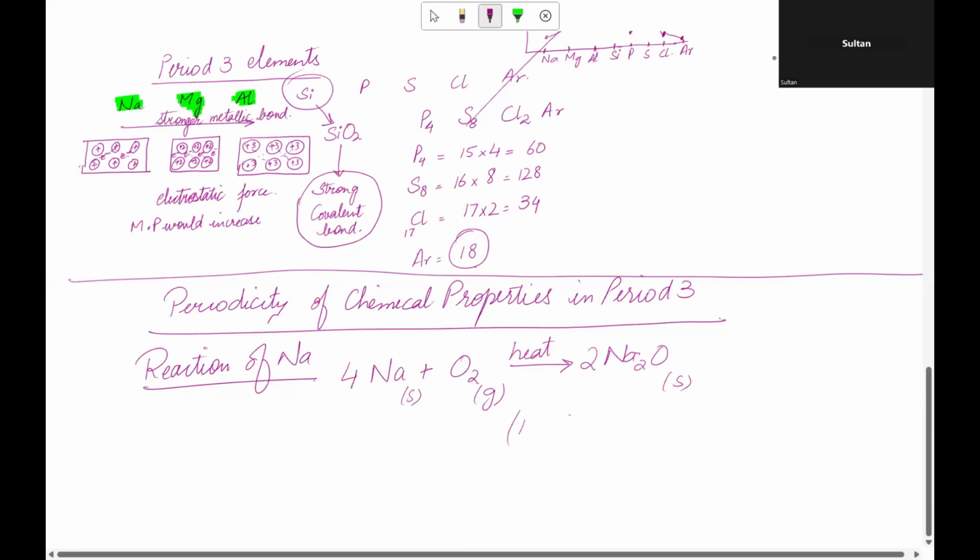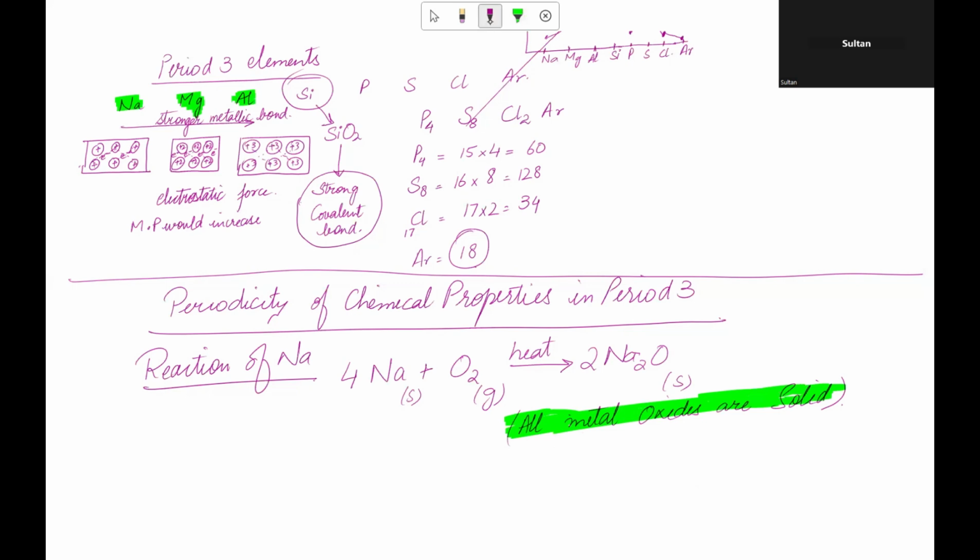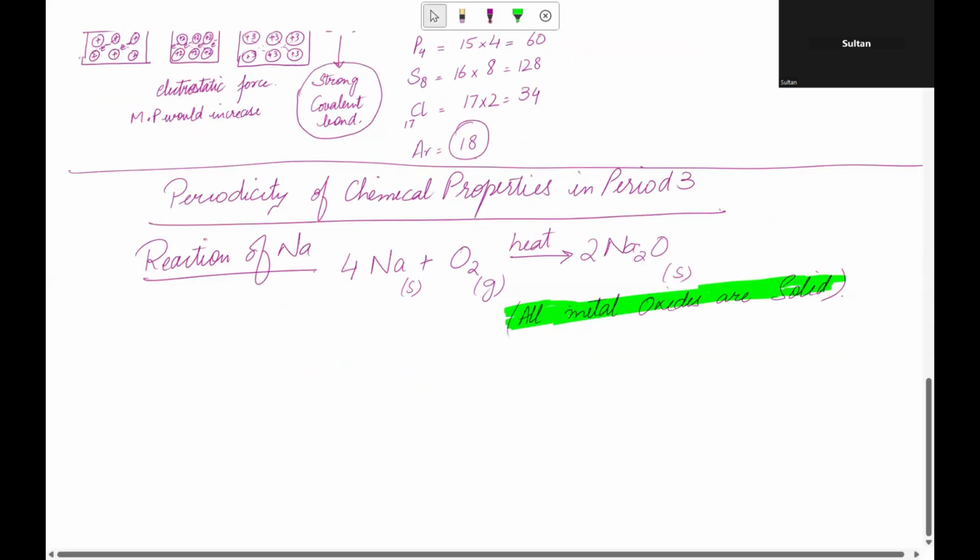Remember one thing, all metal oxides are solid. Just remember that all metal oxides are solid. That is why we can say that sodium oxide is also a solid. So what is going to happen when we put it under the flame? This is the flame. When we put this sodium under this flame, sodium burns with a yellow flame. Is that clear?